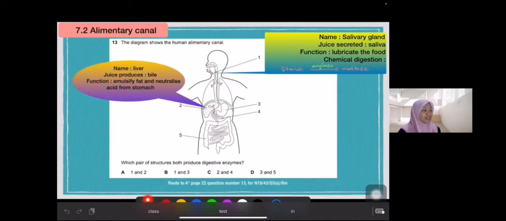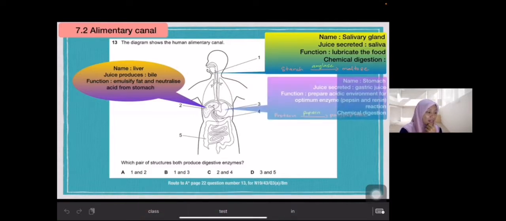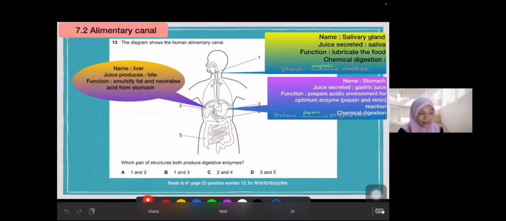Kita ada liver. What juice secreted by liver? Dia tak secrete, dia produce. Apa dia? Bile. Okay. What is the function of bile? Function of bile is to emulsify fat and neutralize acid from stomach. Okay, next is stomach. Okay, the juice secreted is gastric juice. The function of this juice is to prepare acidic environment for optimum enzyme which is pepsin and renin reaction.